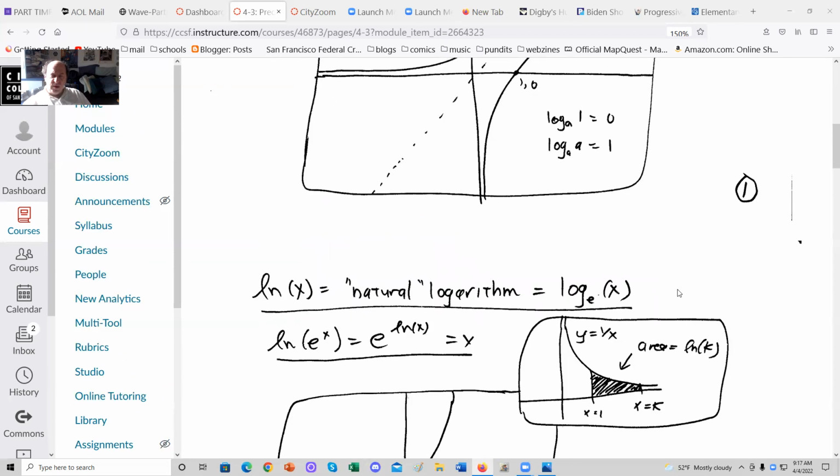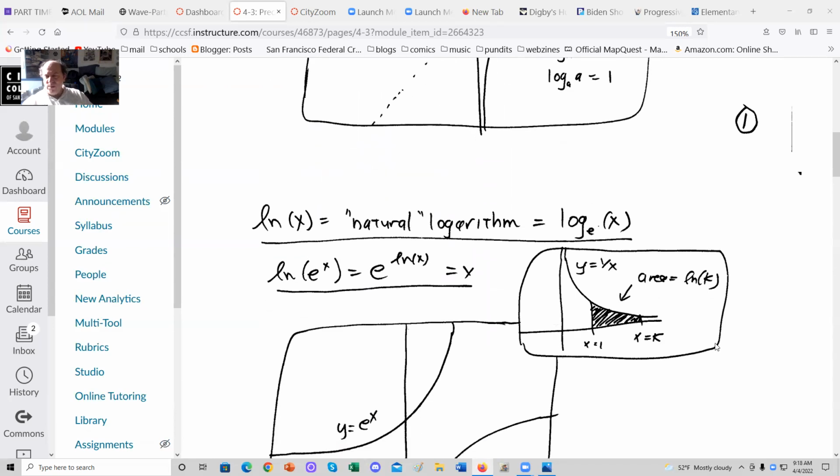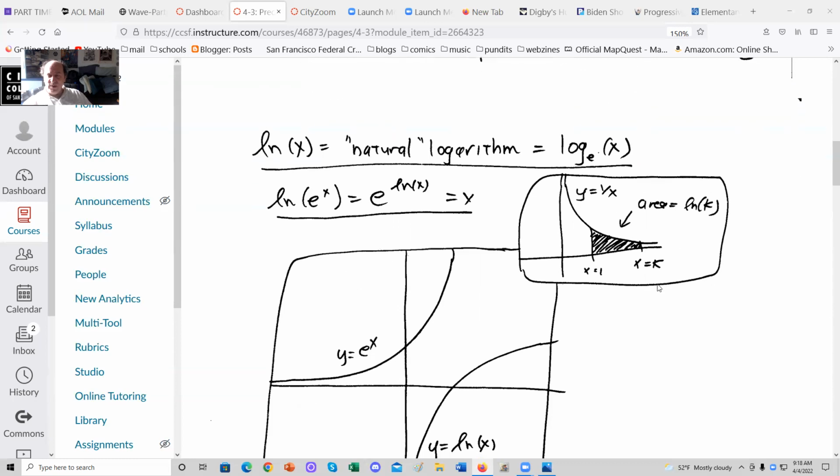There's a specific logarithm, log base e of x, called ln of x, the natural logarithm. So natural log of e to the x equals e to the natural log of x equals x. It's called a natural logarithm because of this result. If you take this graph, y equals 1 over x, the hyperbolic graph, and draw a vertical line at x equals 1 and another vertical line at x equals k, this four-sided figure has 3 straight sides and 1 curved side. And the area of that figure is natural log of k. So it shows up naturally as a result of logarithms of the reciprocal function.